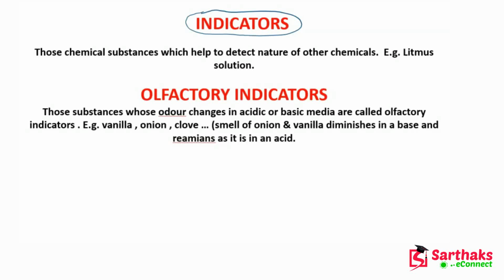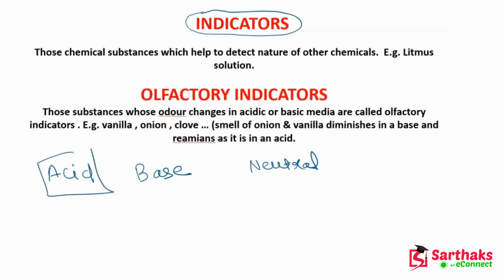I told you that there are two types of nature, acid and base. Neutral is also a type of nature, but mainly we are talking about acid and base. If a substance is neither acidic nor basic, then it will be neutral, so it is automatically understood. But I am talking about the acidic nature and the basic nature.